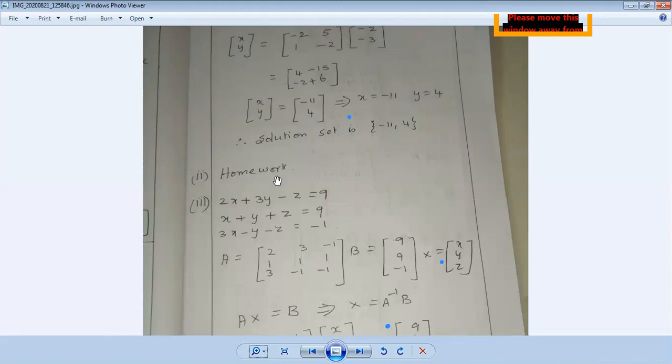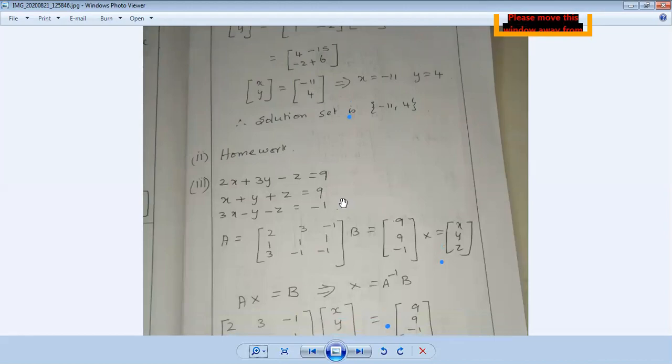Okay. Second question, mark it as homework. Same method, do it by yourself and show it to me. Some of the students have not finished the work.